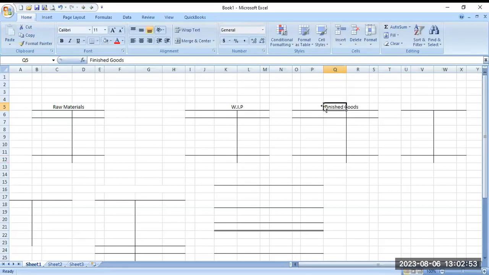So so far we have those three accounts. So this is our inventory, correct? Yes. Those are balance sheet accounts.